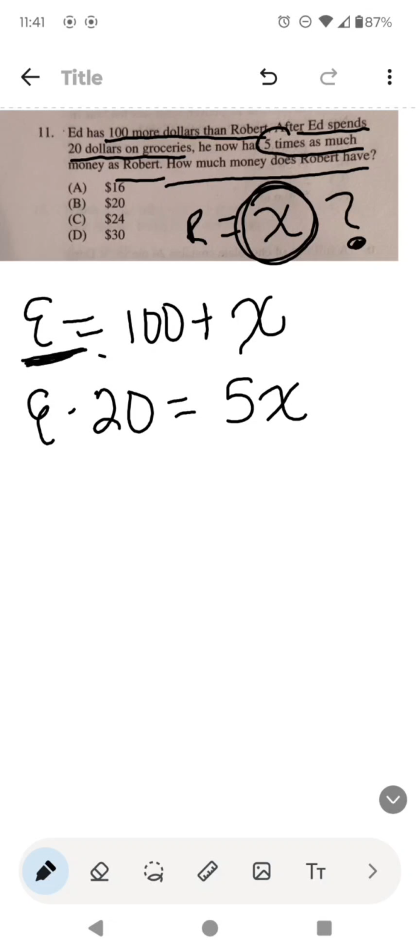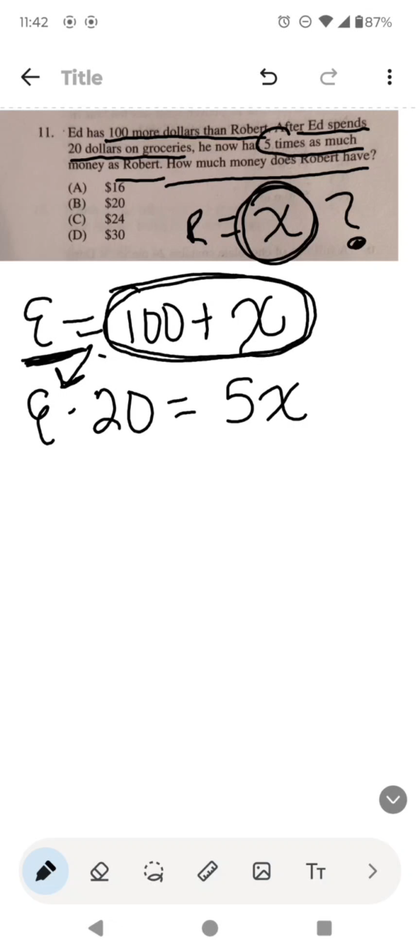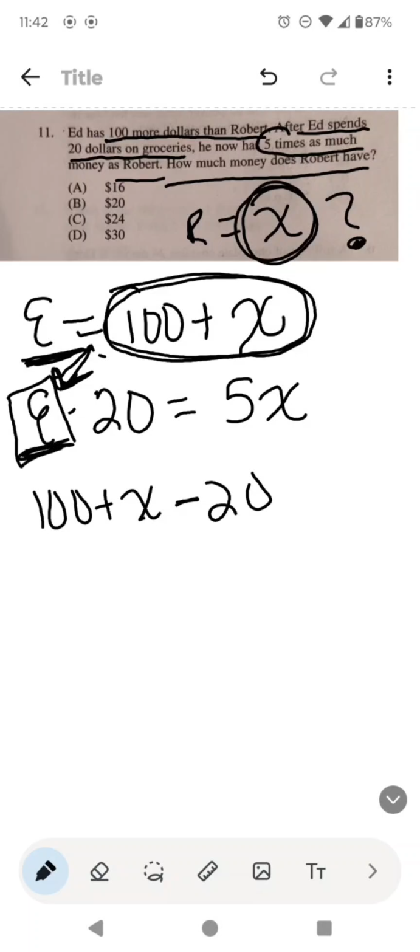Ed can also be replaced. So 100 plus X is equal to Ed. I'm going to replace the Ed down here with 100 plus X because these are equivalent expressions. So 100 plus X minus 20, because remember, Ed is equal to 100 plus X. So I can rewrite Ed as 100 plus X minus 20 in this equation, which is equal to 5 times X, which is Robert's amount. Now I only have one variable and I'm going to go ahead and solve.